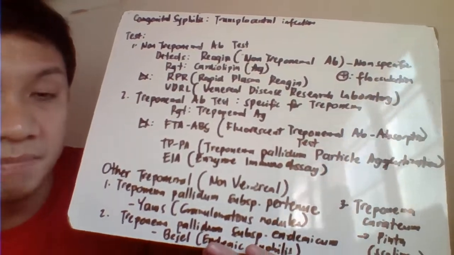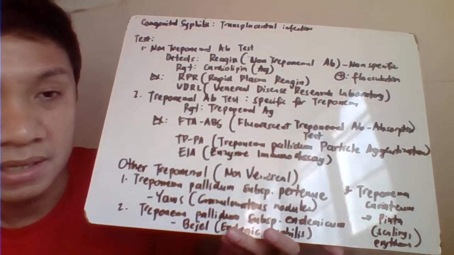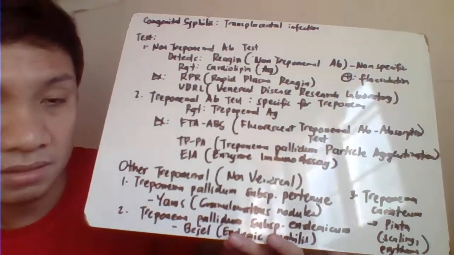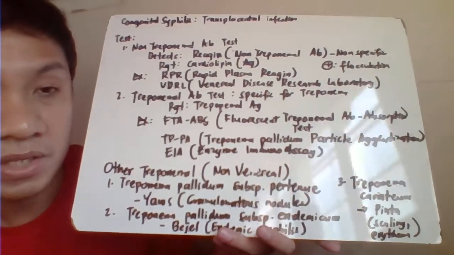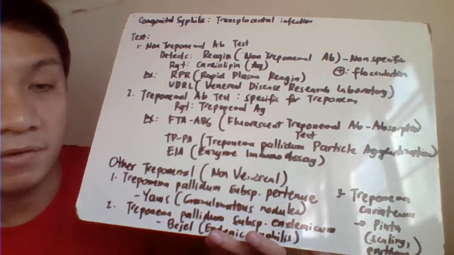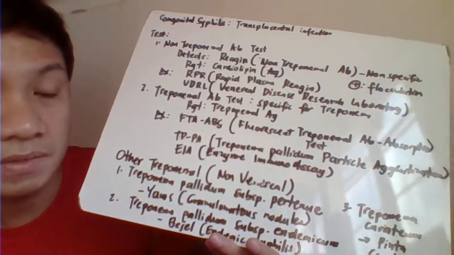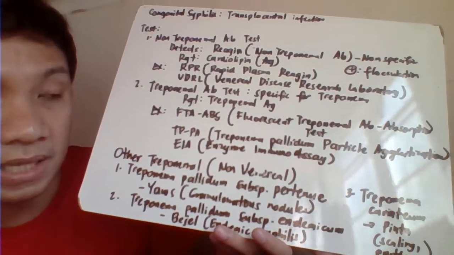Since you are detecting an antibody, our agent for that is an antigen in the form of cardiolipin. A positive result is identified through flocculation, which is a type of agglutination reaction. For this test, we utilize this principle. We have the RPR, Rapid Plasma Reagin, and the VDRL, Venereal Disease Research Laboratory. Those are your non-treponemal tests.